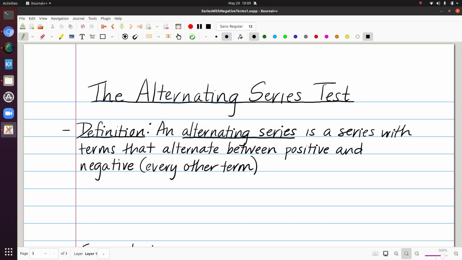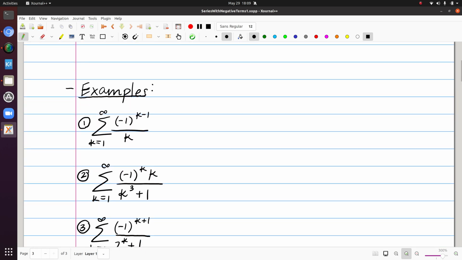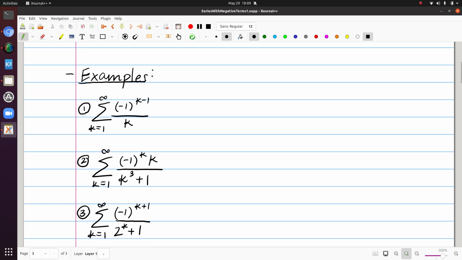So if you had a series that had a negative term followed by a negative term and then a positive term and so on, that's not alternating. It must switch signs with every term. So some examples are the following here. And one thing I really want to indicate is how you can quickly notice that you have an alternating series by the presence of -1 raised to, we'll have a couple different examples here.